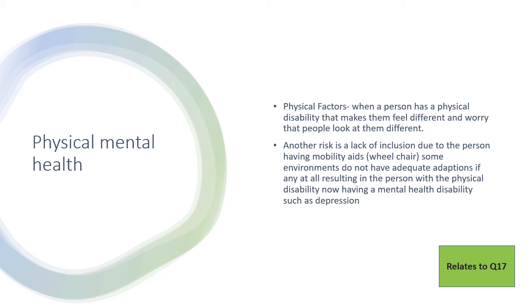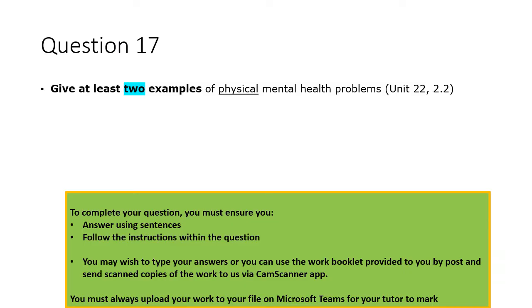So physical factors, so when a person has a physical disability that makes them feel different and worry that people are looking at them differently. And another risk is the lack of inclusion due to the person having mobility aids, like we discussed earlier. And these can all affect physical mental health. Question 17, give at least 2 examples of physical mental health problems.